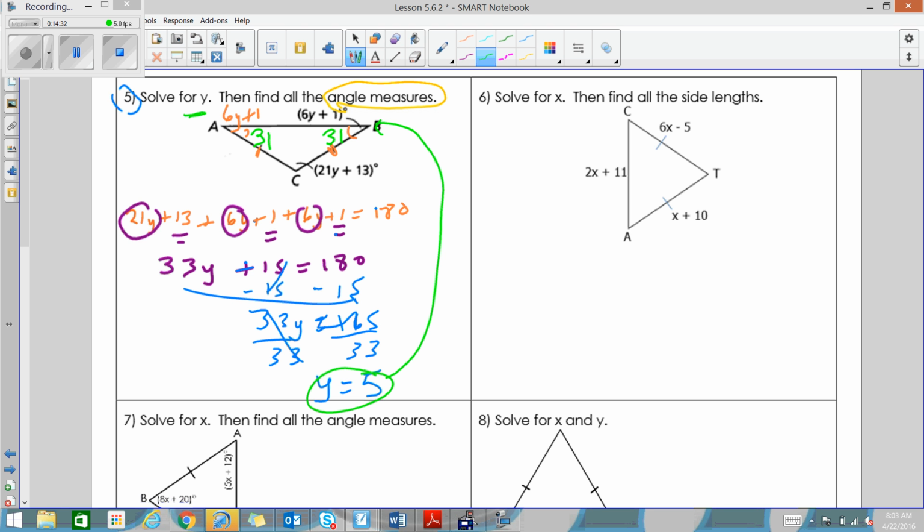Which means that when we substitute this back in, 21 times 5 is 105. 105 plus 13 is 118. Bam. And that's how you get all your angle measures.